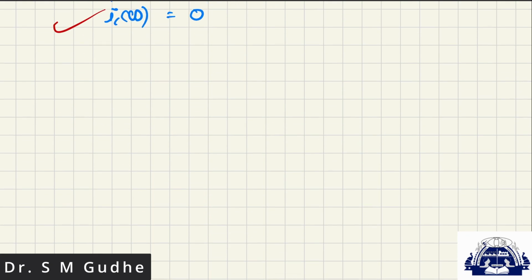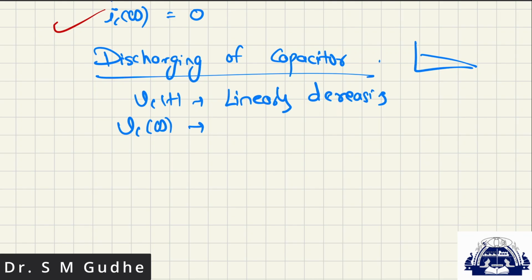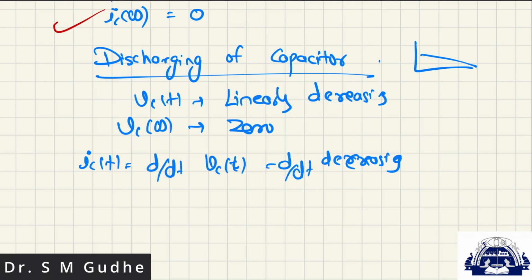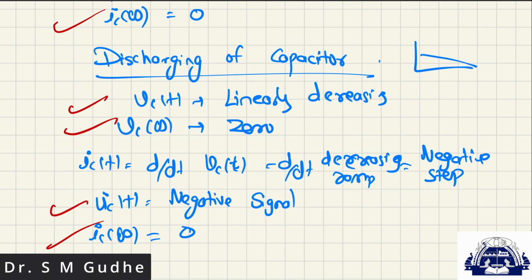Then discharging of the capacitor. VC of t is linearly decreasing. So VC of infinity, decreasing, what will its minimum value be? 0. IC of t is equal to d by dt of VC of t, or d by dt of a decreasing ramp, which will give you a negative step signal. So IC of t will be a negative signal, and IC of infinity, d by dt of 0, is 0. So these are the four parameters you should remember. If voltage is linearly decreasing, then current is a negative signal.